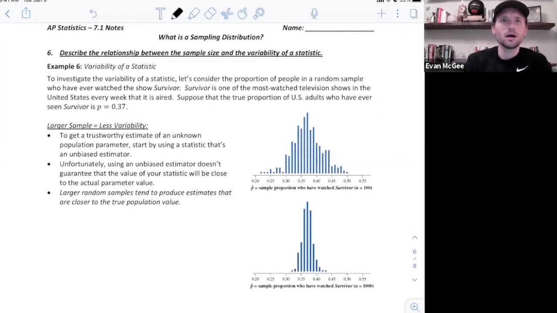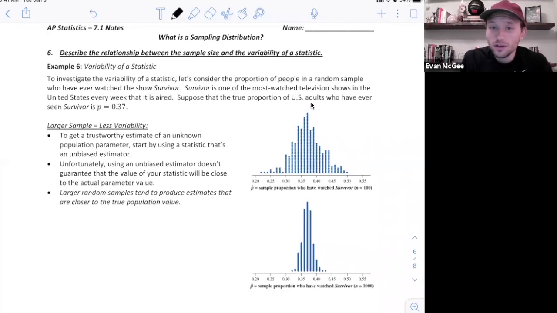Suppose the true proportion of US adults who have ever seen Survivor is 0.377. So what that means is the population here is all of the United States, and the parameter of interest is the proportion of people who watch Survivor. So you can see there are two simulated sampling distributions from this information. For example, here is a dot at 0.25. This is a sample size of 100 people where 25% watched Survivor.